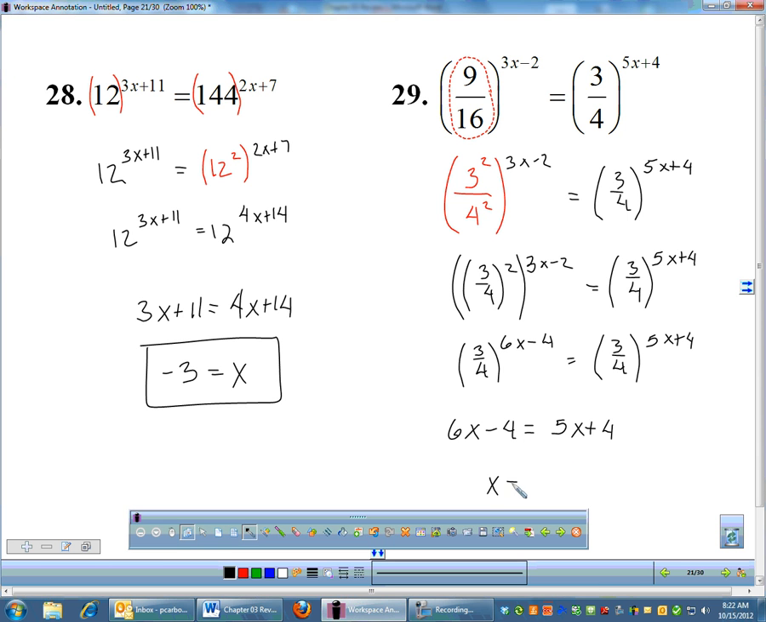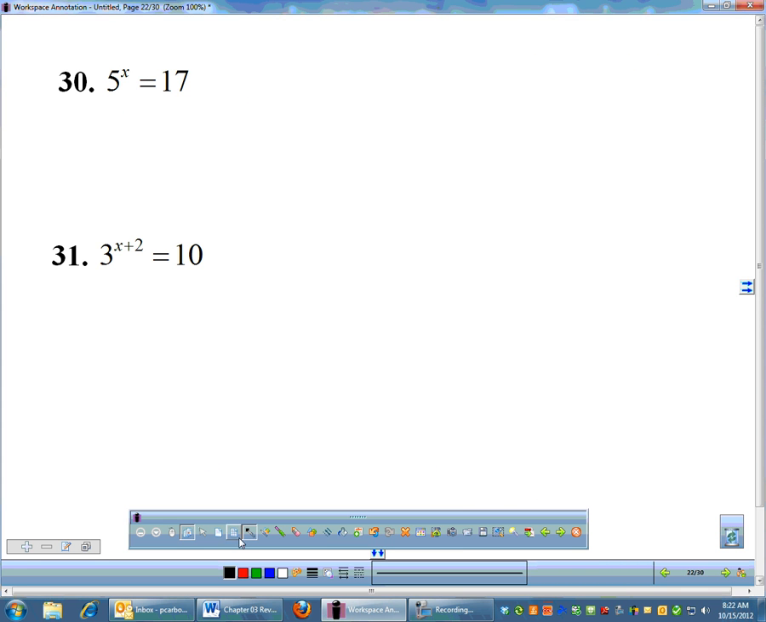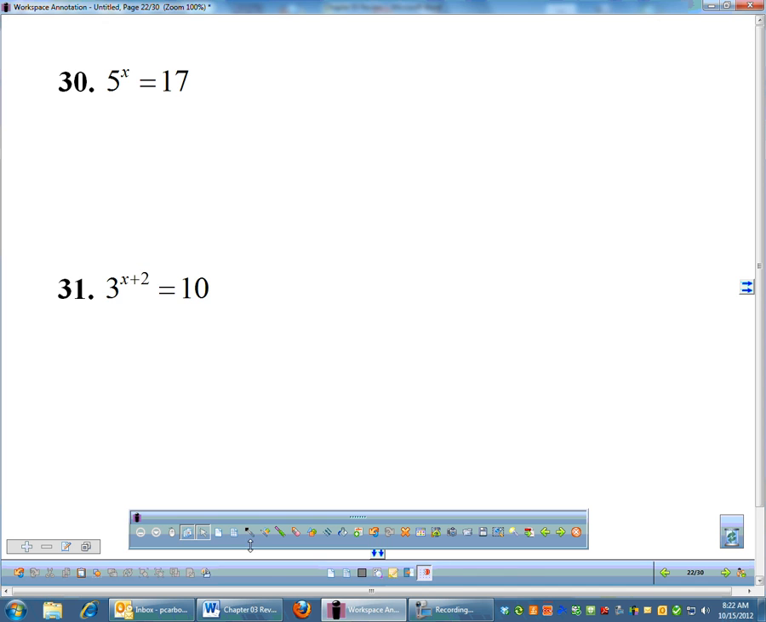And solve that equation, you get x equals 8. There we go. Let's see, moving on. Okay, number 30. Again, you want to try to get the same base.